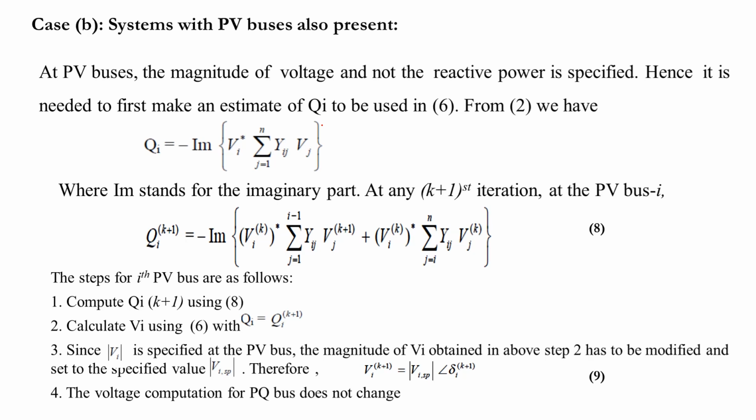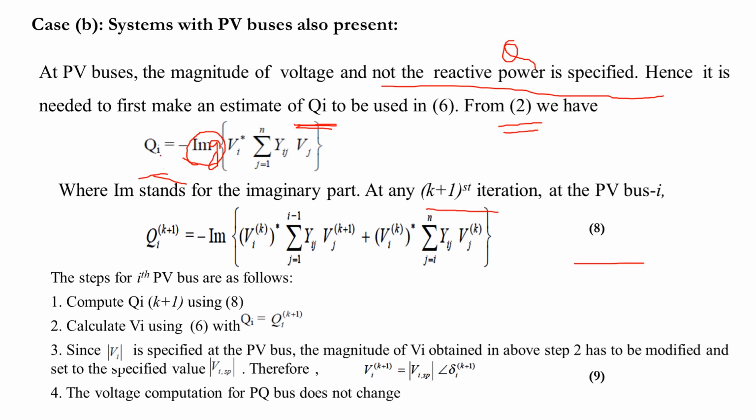Second one is case B, systems with PV buses present. And here at PV buses the magnitude of the voltage is specified and not the reactive power, means Q. And here it is the first to make an estimate of Qi from equation 2. So this is to find the reactive power, where here Im stands for imaginary part, with k plus 1 iteration at the PV bus i. Okay, so this is my equation number 7.